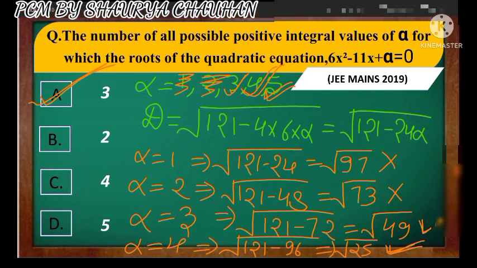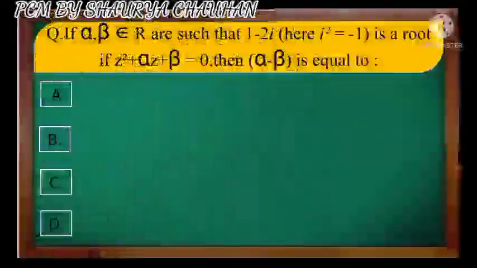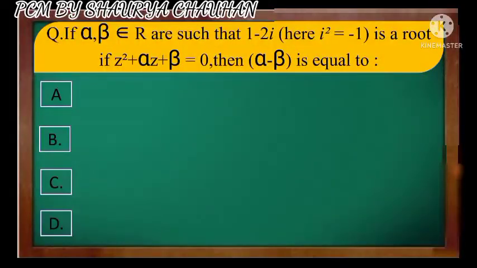So now let's carry on to our next question, which is the 6th question. So here's the 6th question. If alpha and beta belong to R, meaning alpha and beta are real numbers, such that 1 minus 2 iota, where iota square equals minus 1, we all know the value of iota is root over minus 1. So here 1 minus 2 iota is a root of z square plus alpha z plus beta equals 0. Then alpha minus beta is equal to.